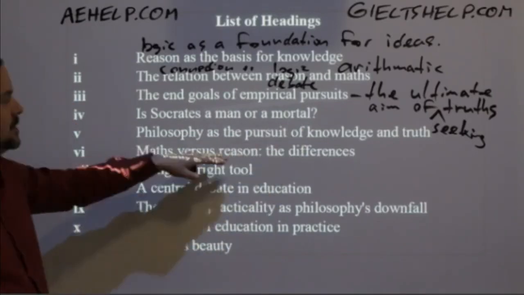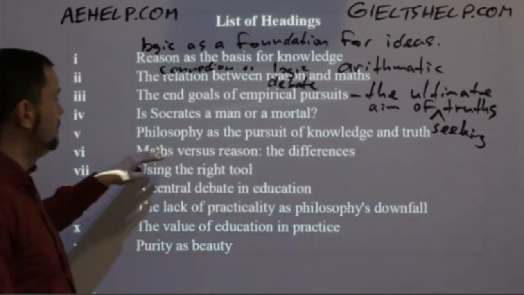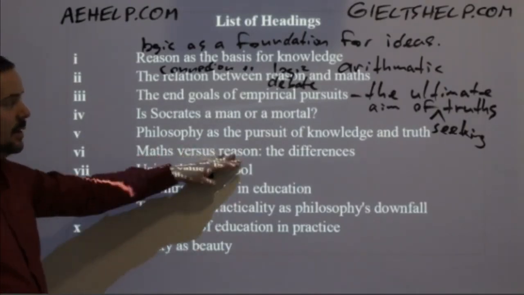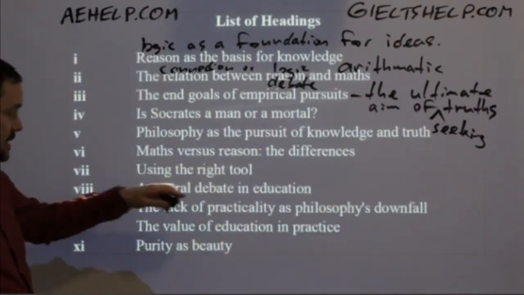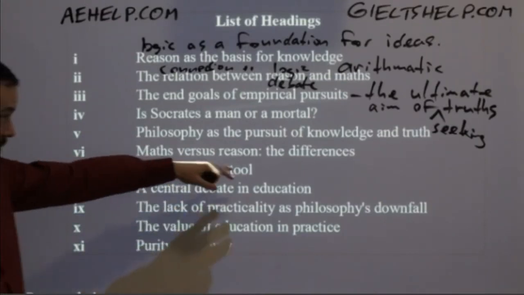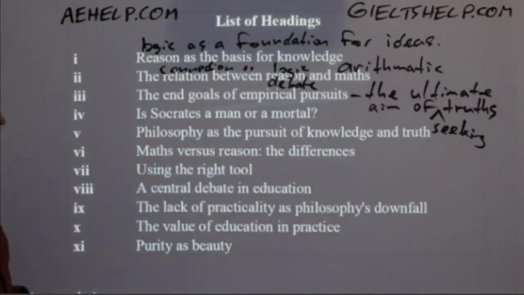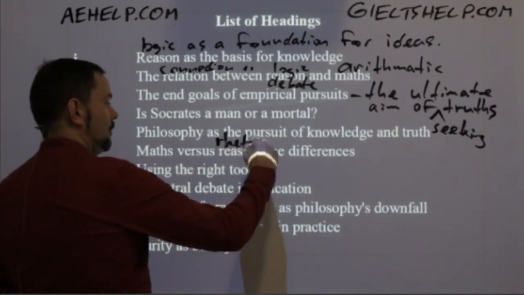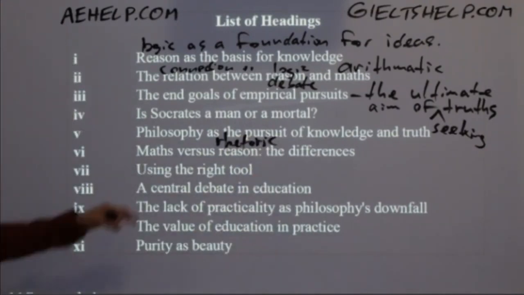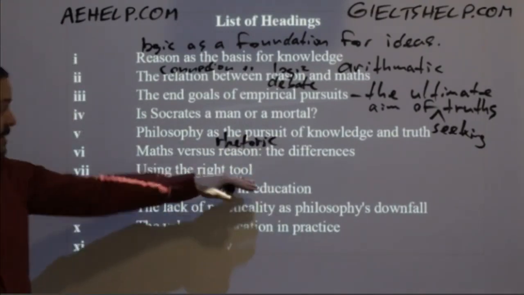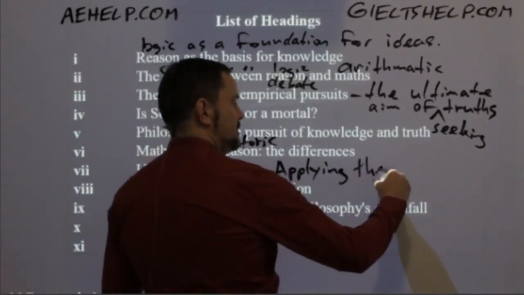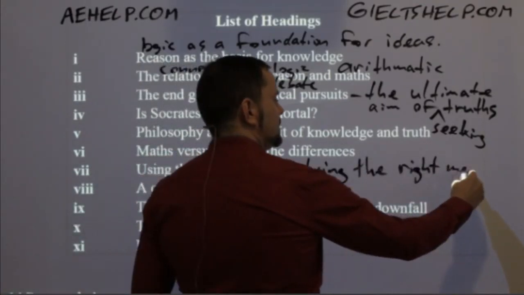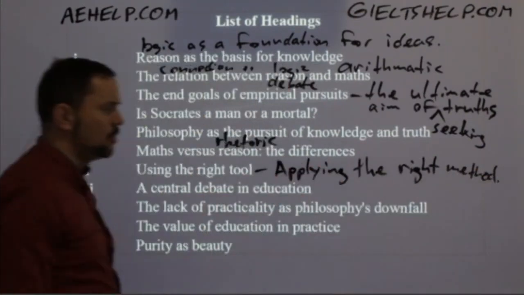Okay, philosophy as the pursuit of knowledge and truth. Philosophy as seeking information and reality, math versus reason, so arithmetic versus logic, the differences, or versus debate. Rhetoric is another way to say that. Okay, using the right tool, applying the right method. Okay, that one, applying the right method. Now, when you practice this kind of paraphrasing, you'll go quite quickly, okay?